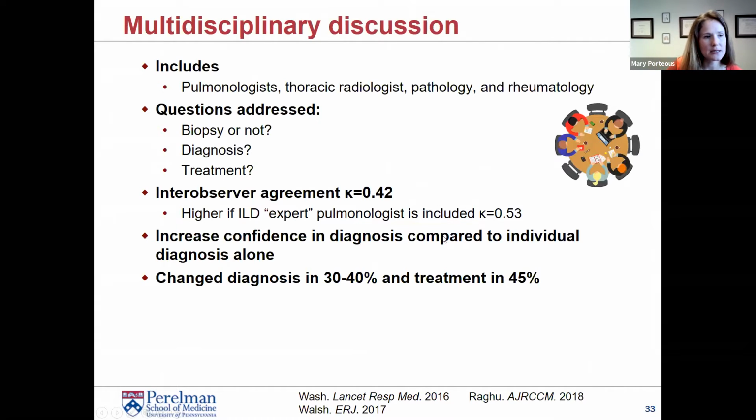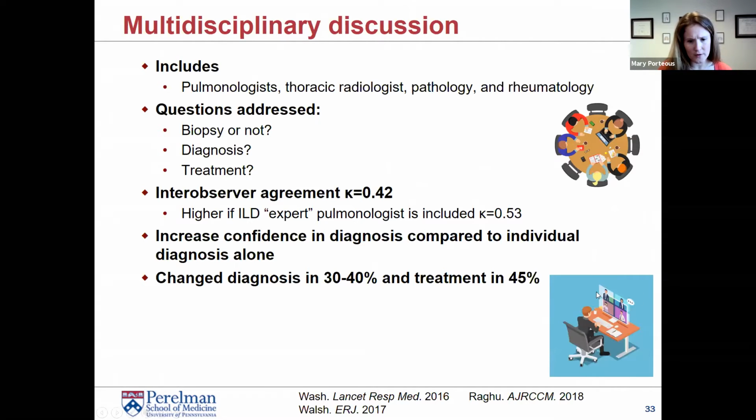The multidisciplinary discussion includes pulmonologists, thoracic radiologists, pathologists, and rheumatology when we're really lucky. And we sit around a table, and we're likely now, in the setting of COVID, sitting around in a Zoom meeting. And then we talk about variable questions. So the biggest is, do you biopsy or not? What's your confidence in your diagnosis, and are there any treatment questions?